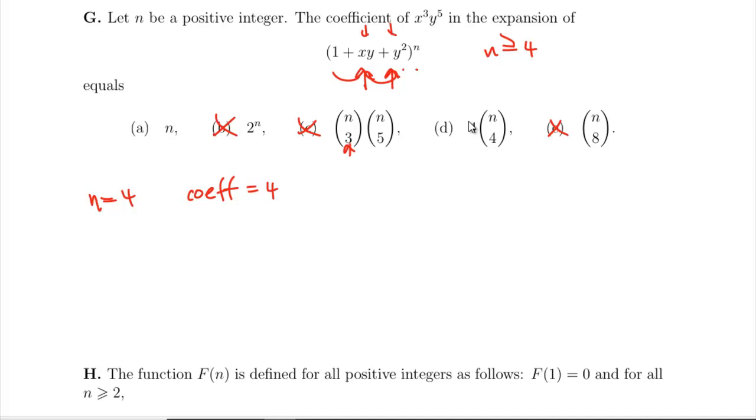Then we also know that if n is 3, then the coefficient has to be 0. So it can't be A, and that does fit with D, because how many ways can you pick four things out of 3? Well, you can't, can you? So we just end up with D. There's not really much more to say about that.